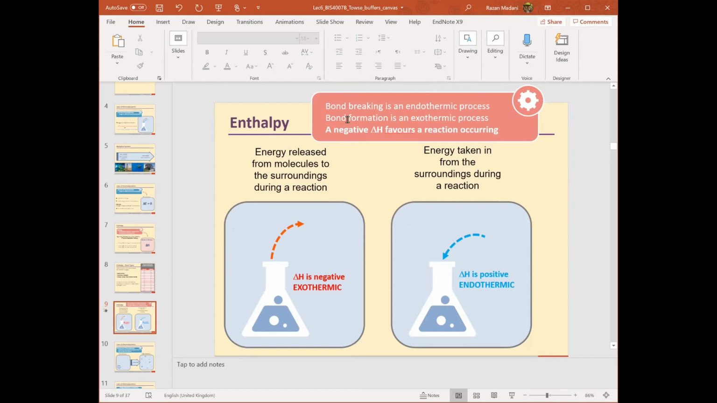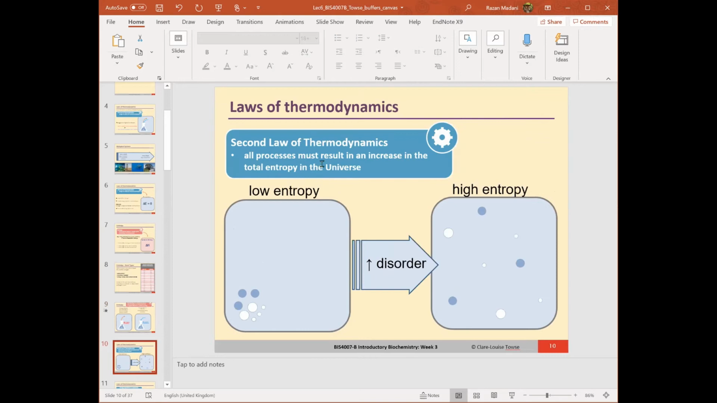Okay, so a negative delta H favors a reaction occurring. Delta H is just the change of heat. Laws of thermodynamics: all processes must result in an increase in the total entropy in the universe. Entropy is the word that means chaos, mess, separation, how far apart things are, how far apart particles are.